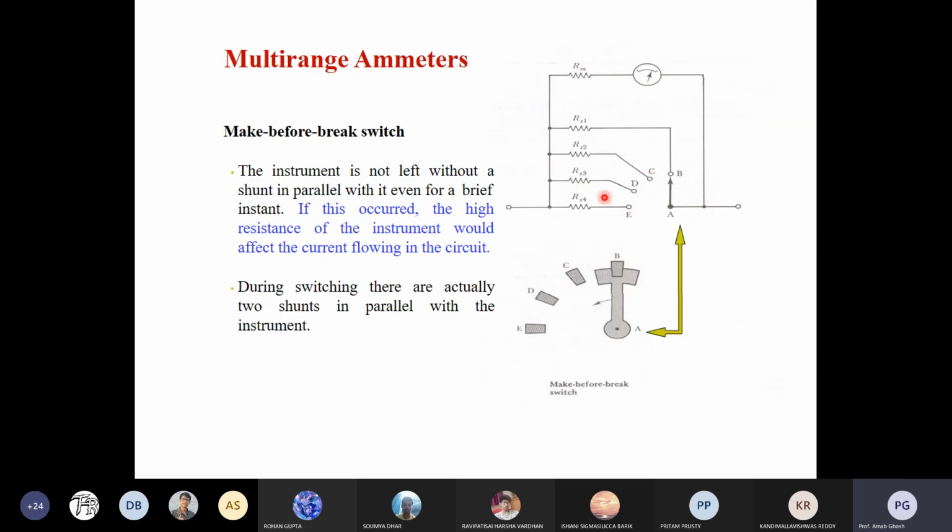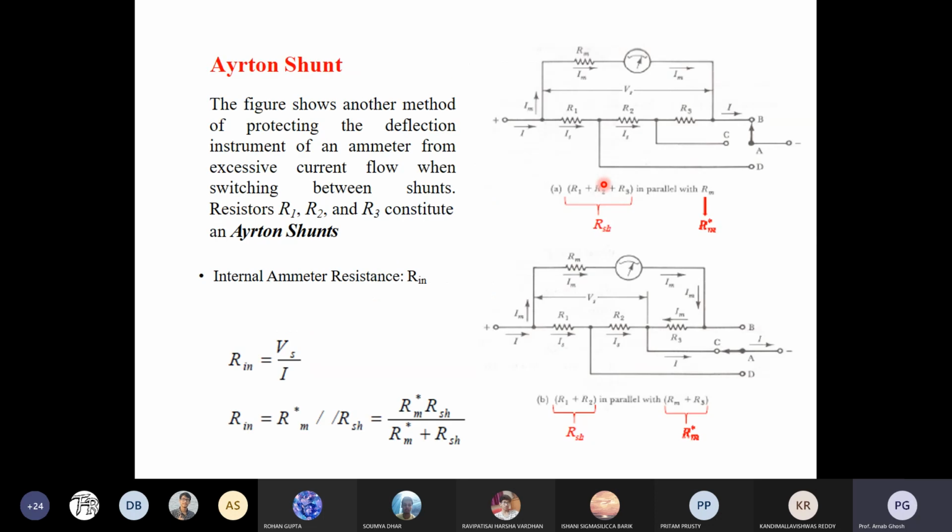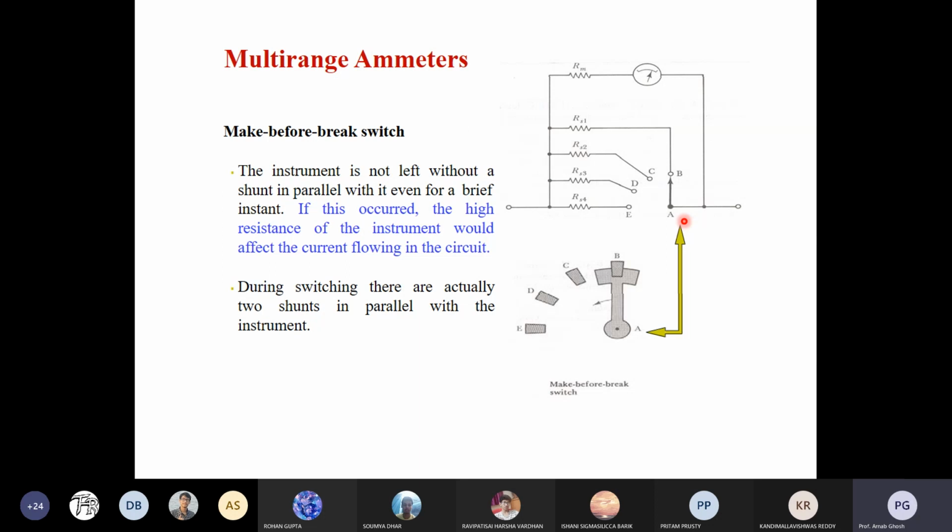For the Ayrton shunt conditions, first you can see that the instrument's resistance value is Rm. The instrument has its own resistance Rm, the current passing through the instrument is Im, and the total current is I. There are three terminals B, C, D. Plus and minus terminals are connected here. One is a fixed terminal, another is a variable terminal. That A terminal, plus is connected over there.